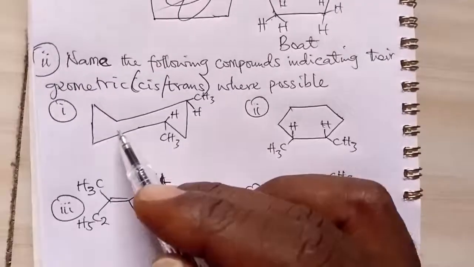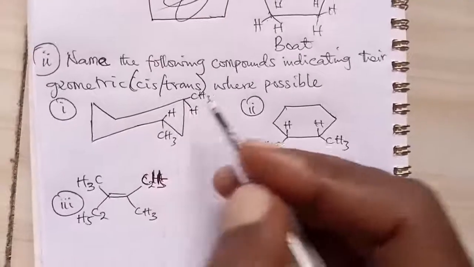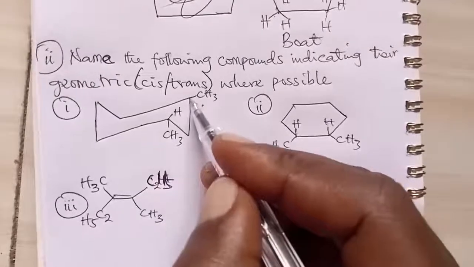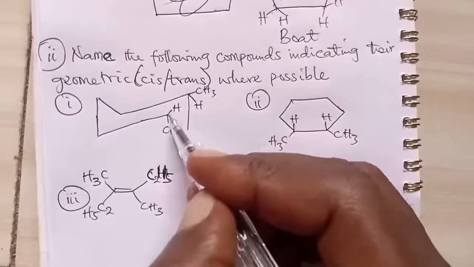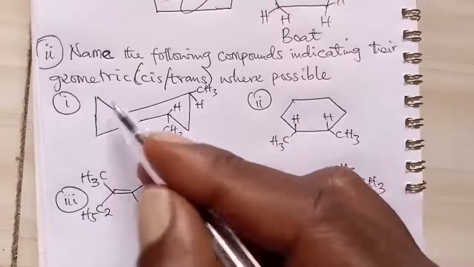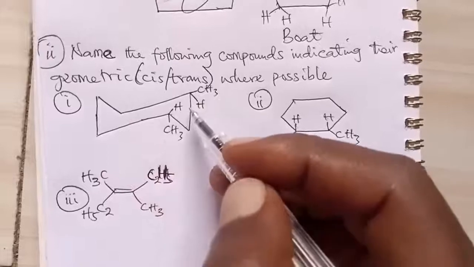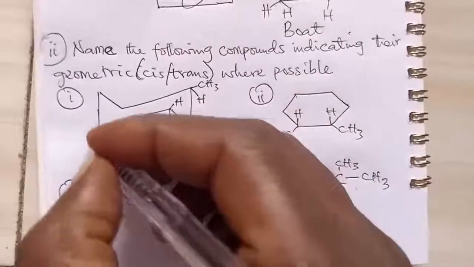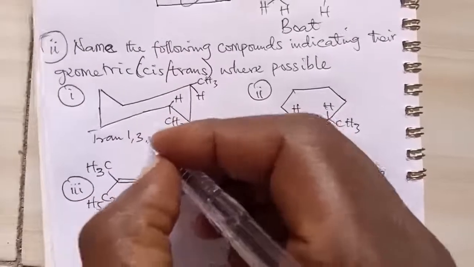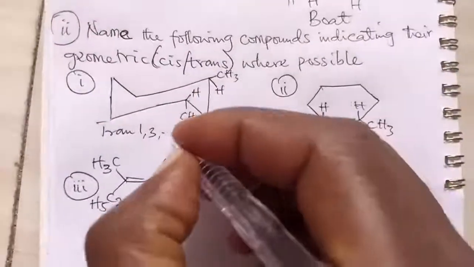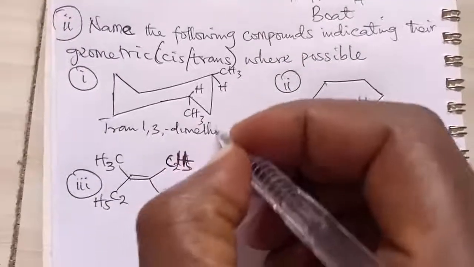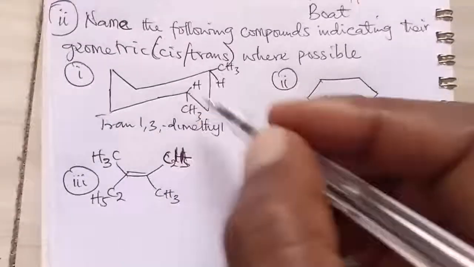So if we are naming, if we start from here, we call it trans 1, 3 dimethyl cyclo 1 2 3 4 5 6 cyclohexane. So the name becomes trans 1, 3 dimethyl, that's 2 methyl, dimethyl, then cyclohexane.